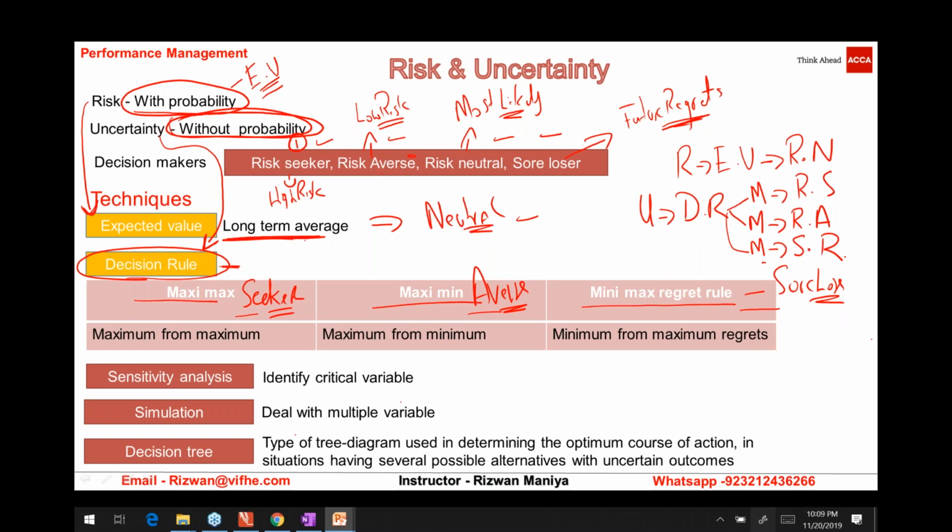What a summary. So I've connected risk and uncertainty with the techniques, and techniques with decision makers. The situations have been linked with techniques and techniques have been linked with decision makers. Come on guys, do you like this? Are you all with me? Yes or no? What's your feedback? Easy or difficult?